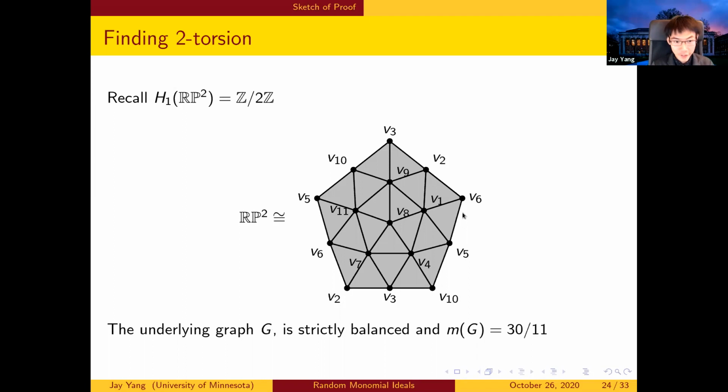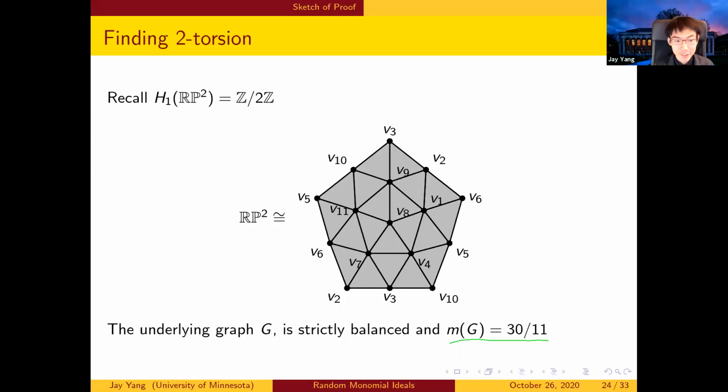You can verify it's flag. It takes a little bit of work, but you can verify that there are no triangles that need to be filled in, and no simplices that need to be filled in. And it turns out in this case, as you might expect from the dense structure and the symmetry, that this graph is actually strictly balanced. We computed the essential density m(G) by brute force, and it's 30 over 11.